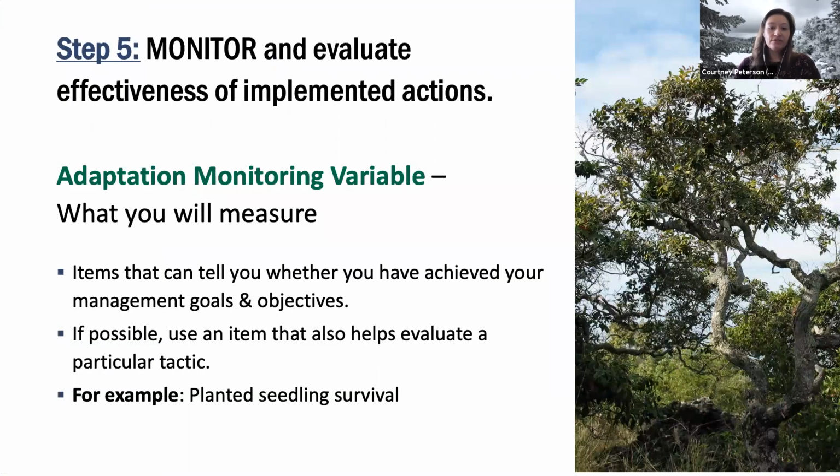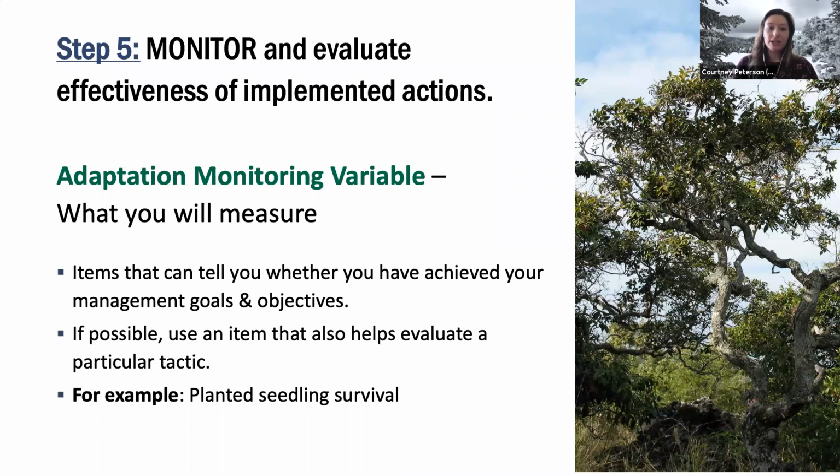In step 5, what we're going to ask you to do is first define your monitoring variable. This is, what will you measure? Really this is asking, what are some of those items that can tell you whether you have achieved your management goals and objectives? And if possible, use any monitoring items that will also help you evaluate the particular tactic or actions you're implementing on the ground. When possible, we really want to make sure that the adaptation tactics that were recommended in step 4 were effective in working toward your management goals and objectives under climate change.